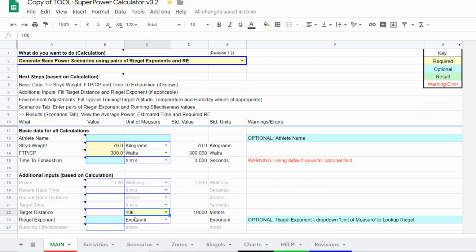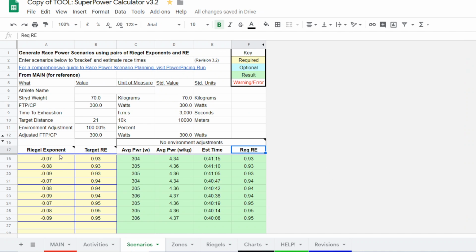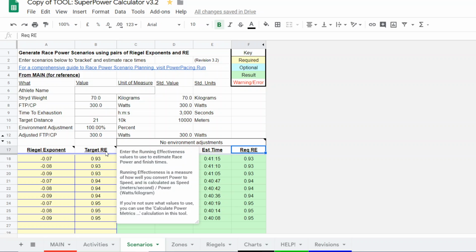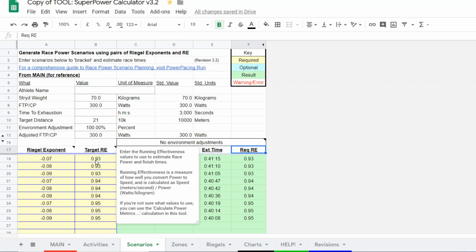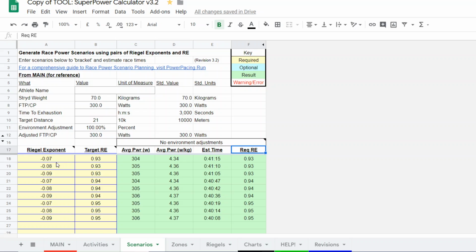What I'm going to do is do a hypothetical with 10K power. And let's go to scenarios. So I've pre-entered, what I've done is I've just picked 3 Riegel exponents that you can see here, and associated a target running effectiveness for each of those 3. In this case, minus 0.07, minus 0.08, minus 0.09. You can see I've repeated here and here, and associated target running effectiveness of 0.93, 0.94, 0.95. So let's look at the effect.